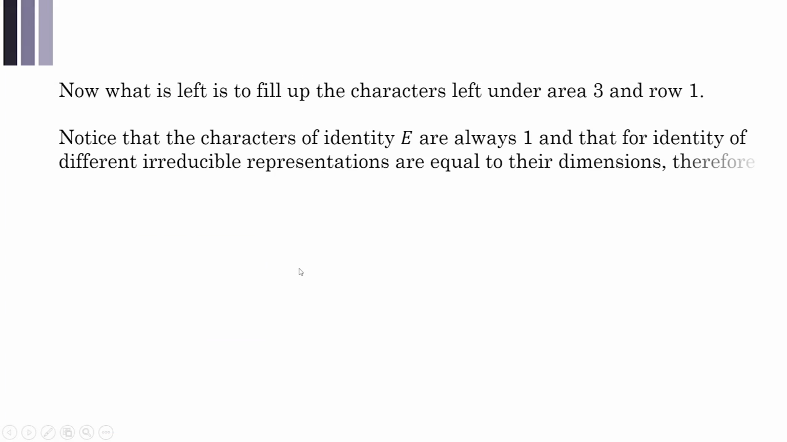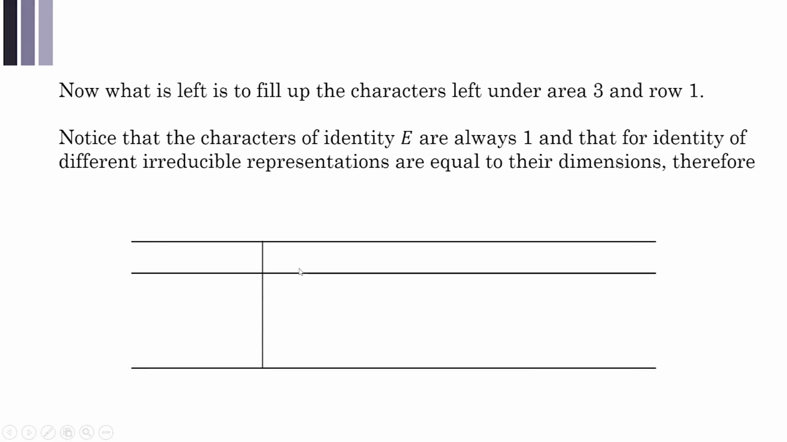Now the next step is how to fill in the characters of identity. Because A1 is one-dimensional, its identity character should be 1. A2 is also one-dimensional, so its identity character should be 1. But E is two-dimensional, which means its matrix should be of the type 1, 0, 0, 1, and the diagonal sum would be 2. So it's quite easy to assign the characters of identity depending upon the nature of the irreducible representation. So this row is now 1, 1, and 2.